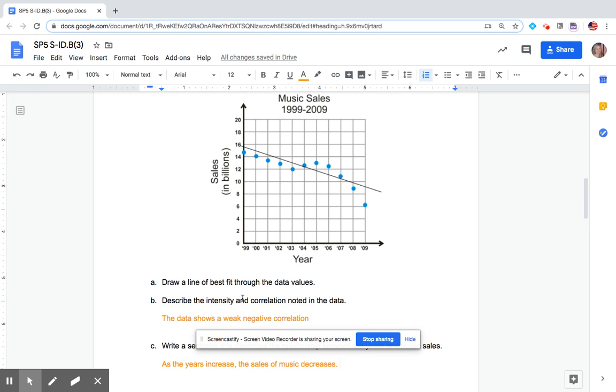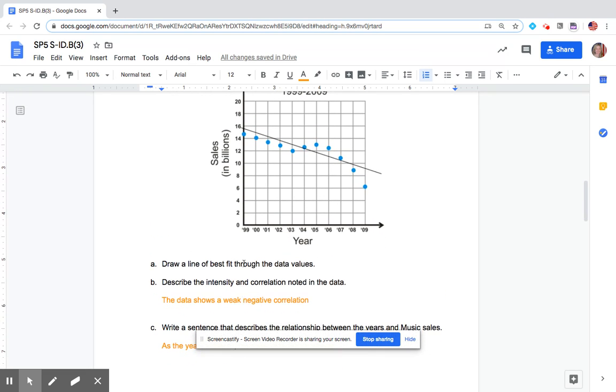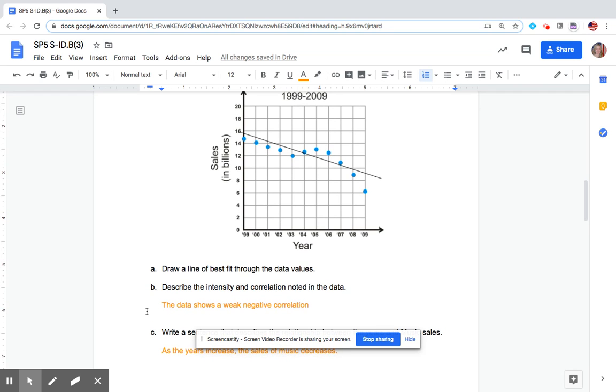That's how we interpret bivariate data, in particular the trend line. We're looking for how close these data values lie near the trend line. And that gives us our positive or negative correlation, and more specifically, strong or weak positive or negative correlation.